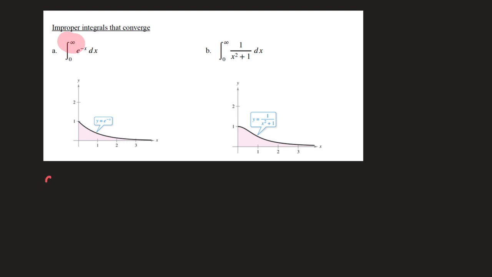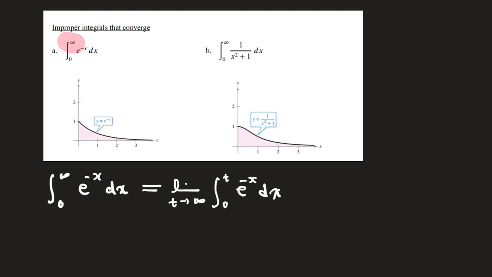Let's try this one: the integral from 0 to infinity of e to the negative x dx. The definition is the limit as t approaches infinity of the integral from 0 to t of e to the negative x dx. First you have to find this integration, then take a limit. Using the substitution method, the antiderivative is negative e to the negative x, from 0 to t.